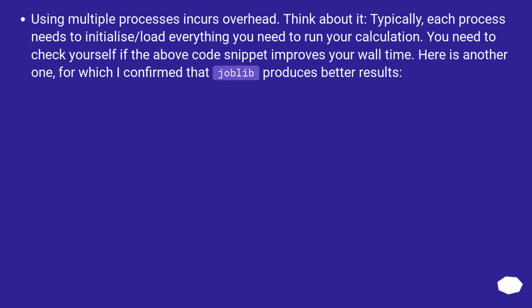Using multiple processes incurs overhead. Think about it: typically, each process needs to initialize/load everything you need to run your calculation. You need to check yourself if the above code snippet improves your wall time. Here is another one, for which I confirmed that joblib produces better results.